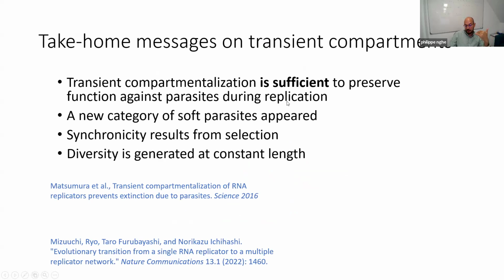replication. Interestingly, you find a new category of parasites, which we call soft, and there is spontaneously a synchronicity that results from selection. And also, you generate diversity at constant length. So this was the first part, first result.